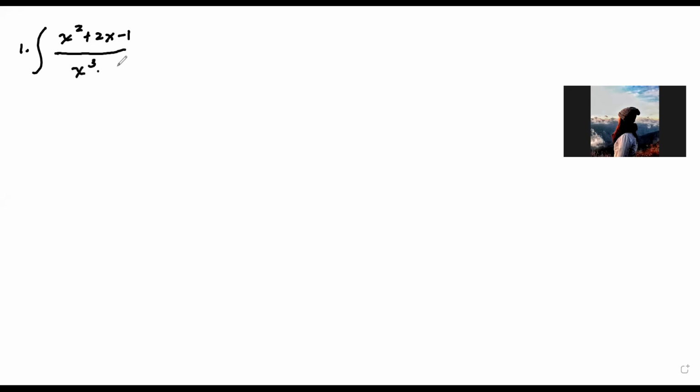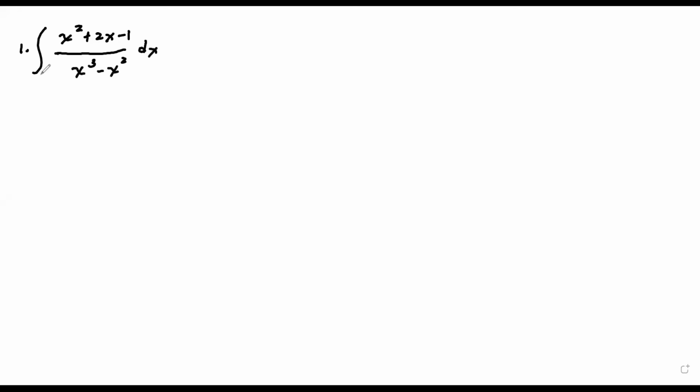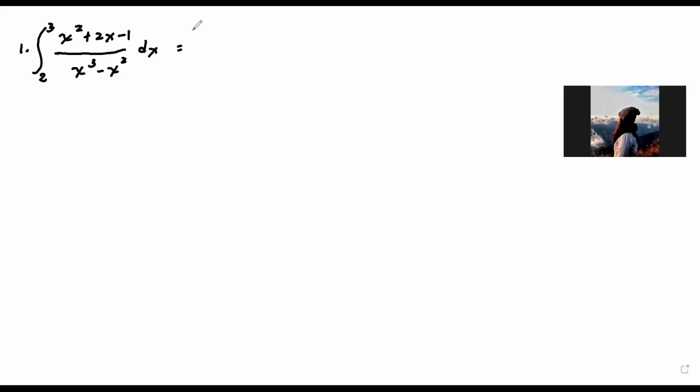Number 1, the given is the integral of x squared plus 2x minus 1 over x cubed minus x squared dx from 2 to 3. So when we factor our denominator, we will have x squared plus 2x minus 1 over, the common factor is x squared, times x minus 1.